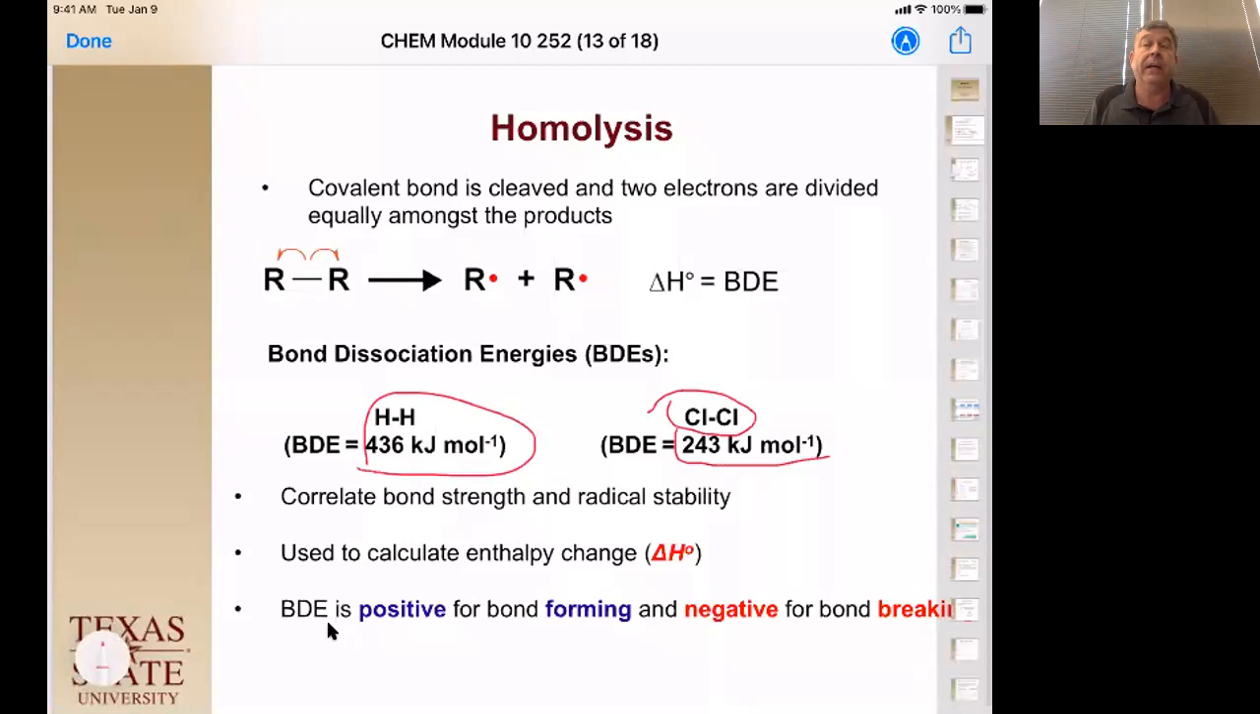The harder it is to break those bonds, the higher the energy state it's going to be, the more reactive they're going to be, okay? Now, when the bond association is positive, that means you're forming a bond, okay? And when it's negative, you're breaking a bond, okay? So that's important. Why is it negative for breaking the bond? Well, because you're putting energy into the system to break that bond and you get that energy back when you form that bond.